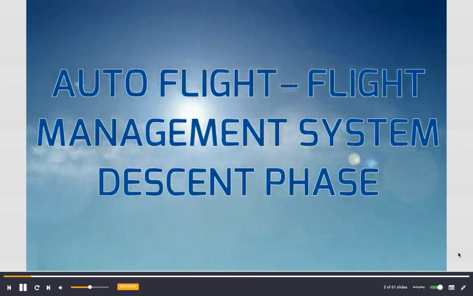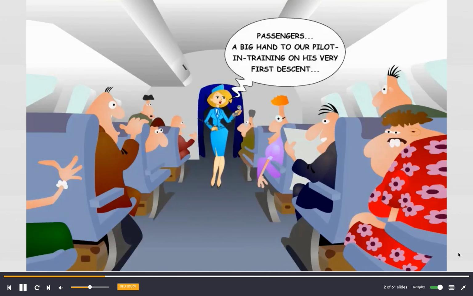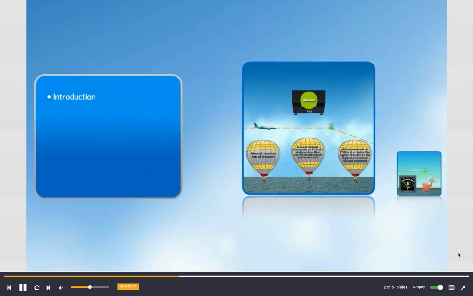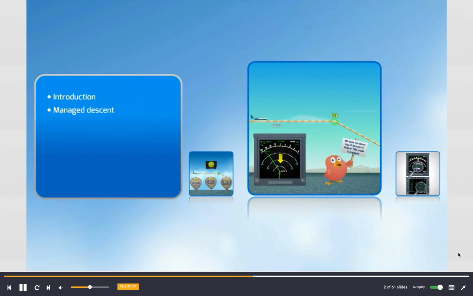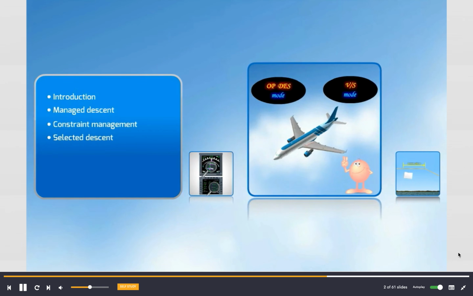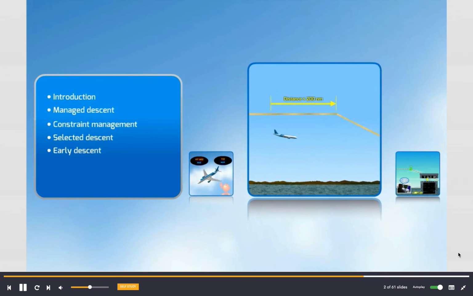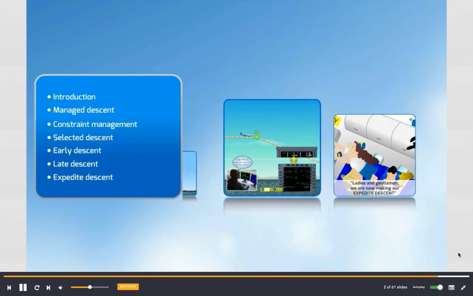Auto-flight, Flight Management System Descent Phase. In this lesson, FMS descent phase will be discussed. Here is the outline. Introduction. Managed descent. Constraint management. Selected descent. Early descent. Late descent. Expedite descent.